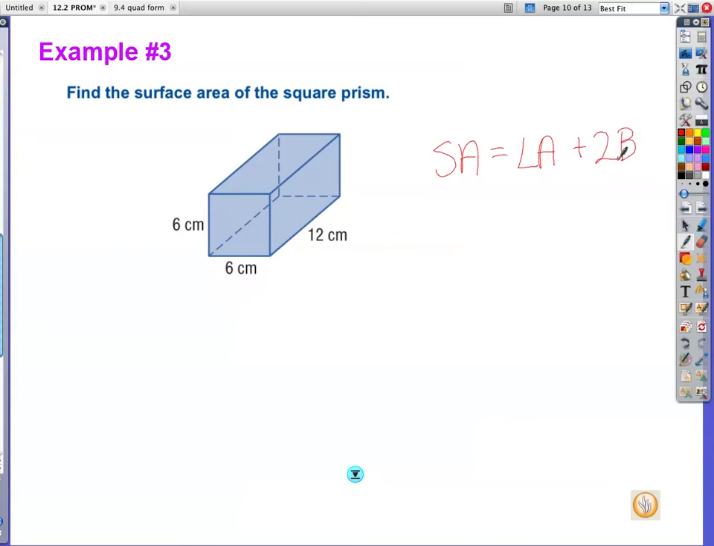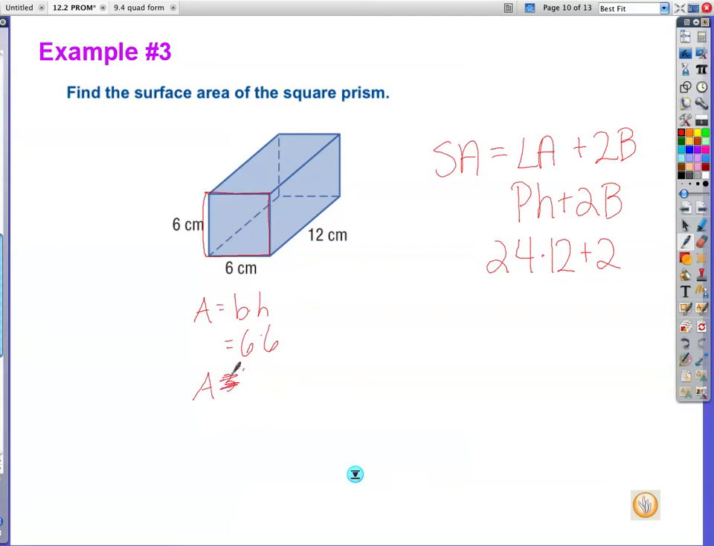So the lateral area, if you want to write this, you can. The perimeter of the base, 6, 6, 6, and 6. 6 times 4 is 24. The height of our figure is 12. We have 2 bases. All right, so I have to find the area of the base. The area is base times height, or in this case, 6 times 6. So I have an area that is equal to 36. So I'm going to have 2 bases that are each 36.